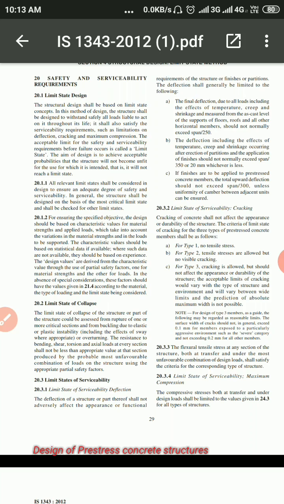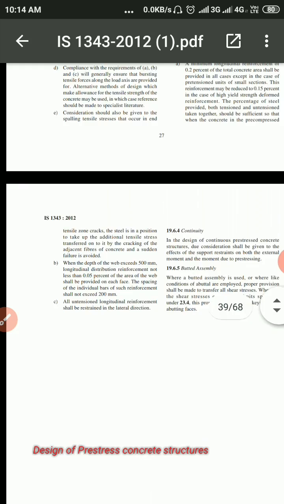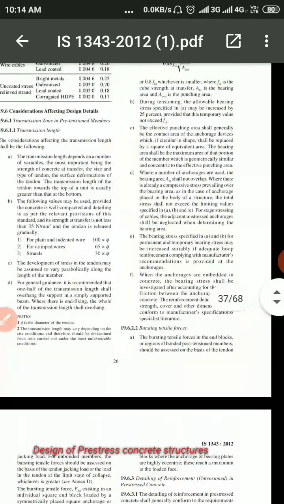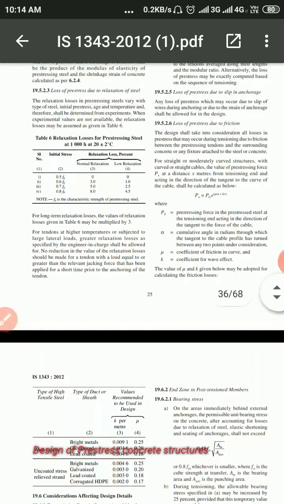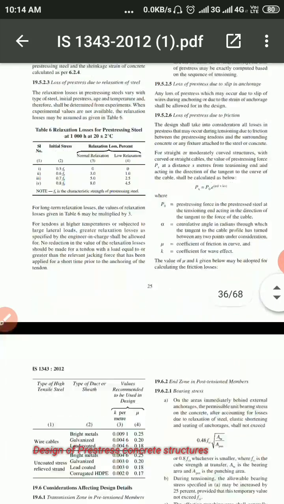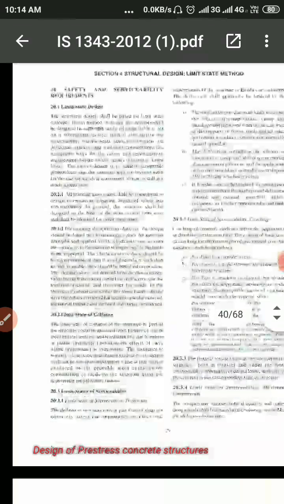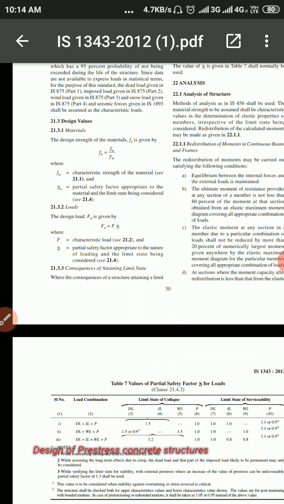Now what is the clause? That is clause number 19.3. These particular two clauses are provided for the design of steel categories. We'll see that part when we design. In the next session we'll see the limit state of collapse, that is shear. I think it is clear to you.